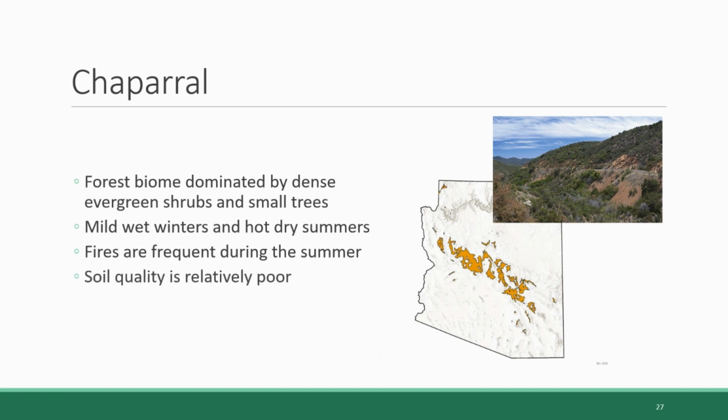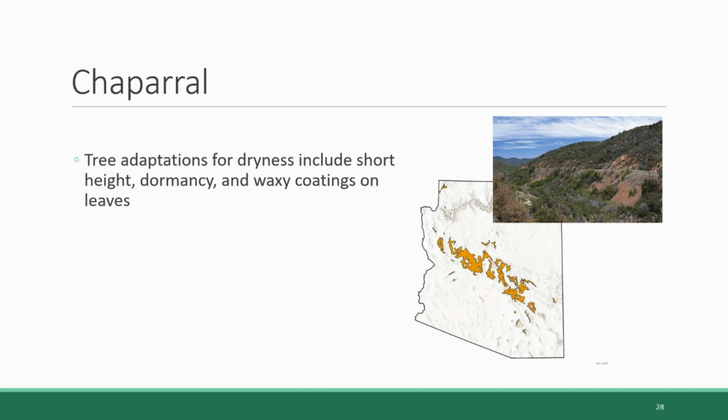The soil quality in chaparral biomes is also relatively poor because of the lack of moisture for a significant part of the year. The plants that grow in chaparral regions have adaptations that allow them to survive through the hot, dry summers, and also adaptations to the frequent fires that run through chaparral biomes. Trees have a shorter height, which requires less water to sustain, and they go into dormancy during the dry season, which reduces their need for water.